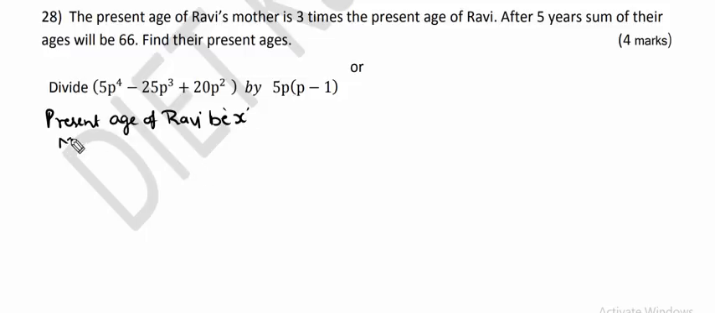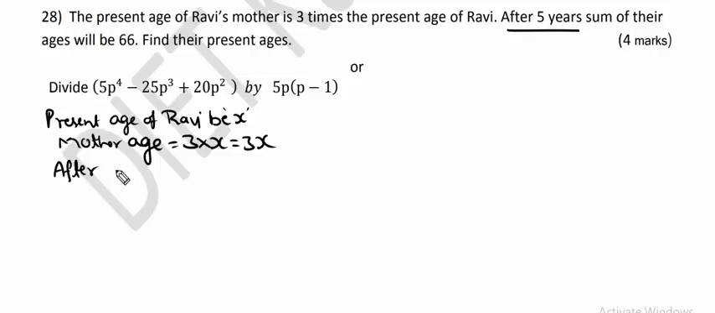So what is the mother's age? You observe here, the mother's age is equal to 3 times his age, that is 3x. Now we have to take what is given: after 5 years.